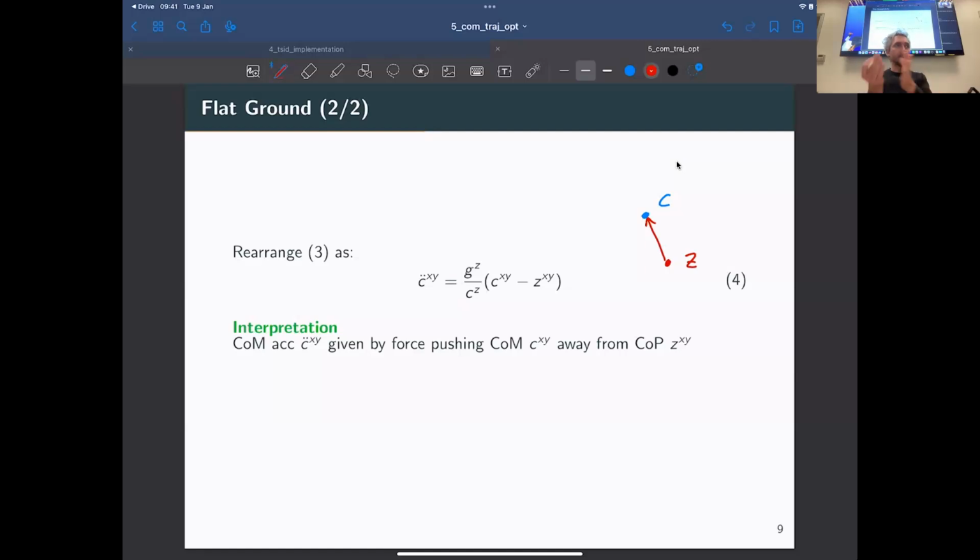And it also makes a lot of sense that the center of pressure must remain inside the convex hull of my contact points, because of course I can only push on those points.